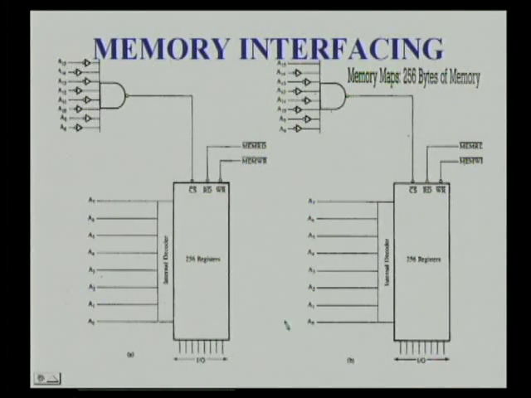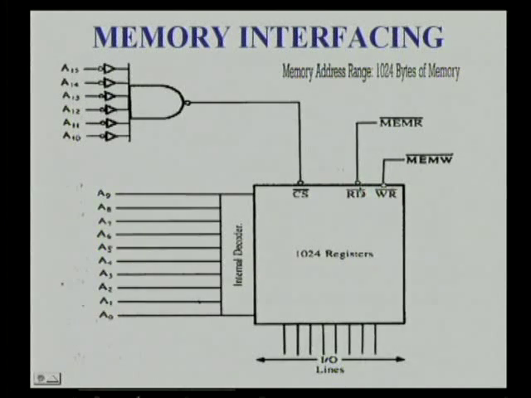Now let us put these two things side by side and see. Here A15 is connected through an inverter, here A15 is directly connected, hence the addresses for the first one are 0000H to 00FFH, and for the second one 8000H to 80FFH. Now let us take one more example.